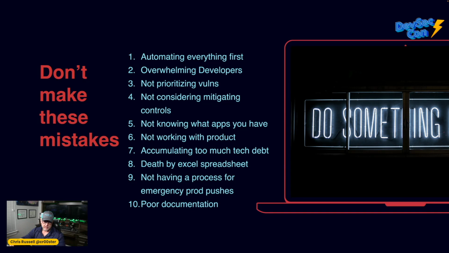Not knowing what apps you have, that again comes down to the basics of information security. Have some sort of asset inventory. In this case, it's your apps. Not working with product. Again, you need to understand what your product's trying to achieve. You need to understand the goal of the product team, and you need to support them, because if there's no product, there's no InfoSec team. If there's no InfoSec team, there's no AppSec program.